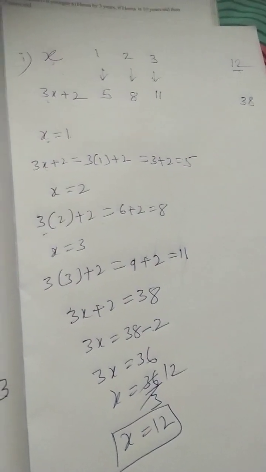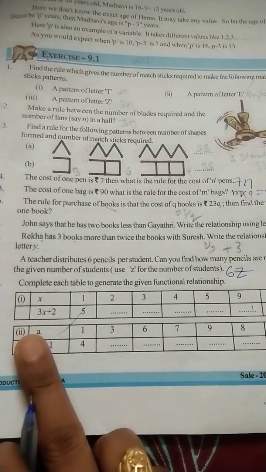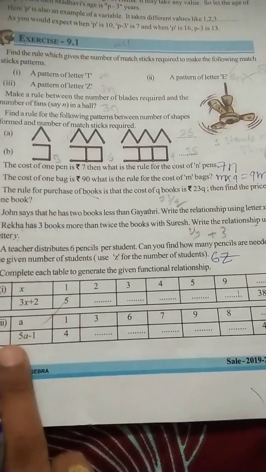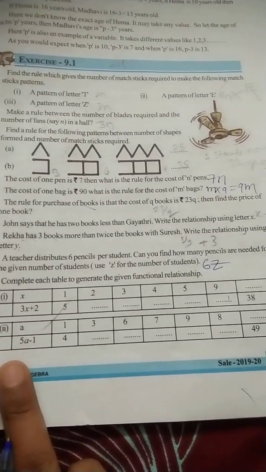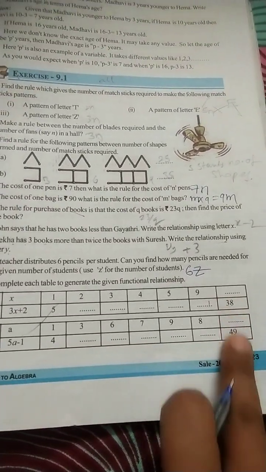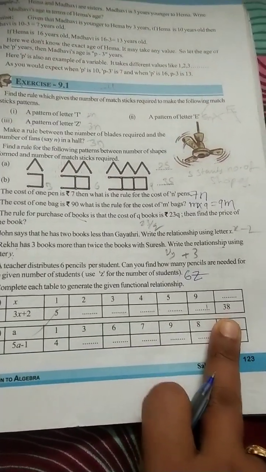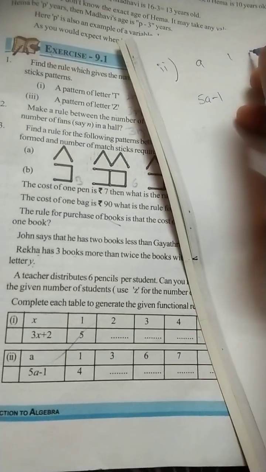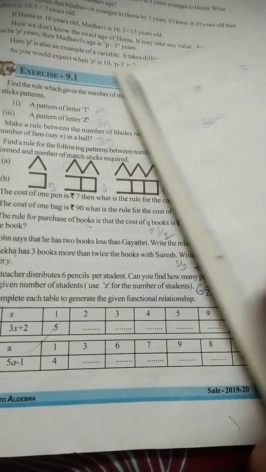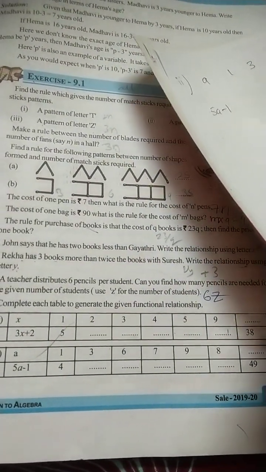In a similar way, the second one is also there. See, instead of x they have given a, so you can substitute a values and find the values. And in a similar way the last one is also changed: 5a minus 1 is equal to 49, then what is the a value? Once I will explain a few. See here, the second one, a, here 5a minus 1. I will explain for 1 and 3, you can do 6, 7, 9 and 8. I will tell you 49.